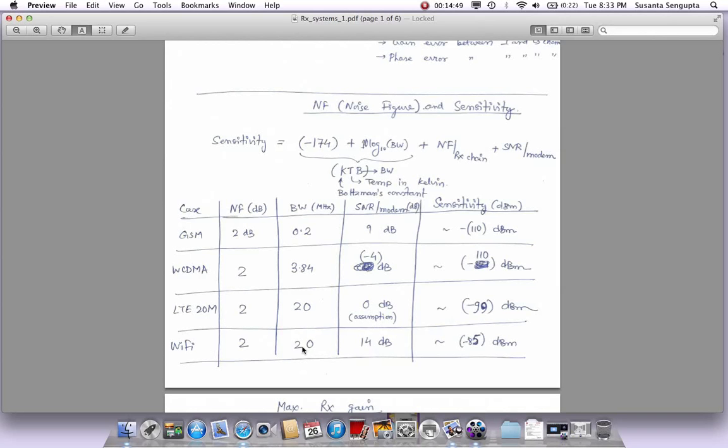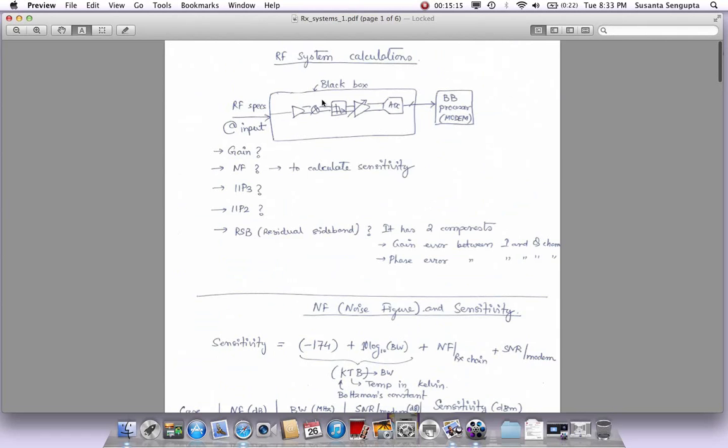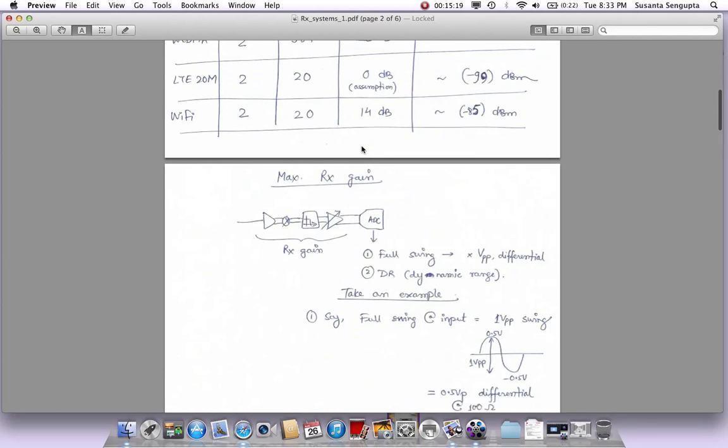Wi-Fi, for the 20 megahertz case, I think the SNR is 14 dB, because when you're transmitting at high data rates, you need to maintain very high SNR, otherwise you will lose data and your data rate will go down. So with the high SNR value, Wi-Fi has a sensitivity of about minus 85 dBm with a 2 dB noise figure. If your noise figure is higher, the sensitivity number will degrade more. So that is how the noise figure plays into the picture, and that is the significance of noise figure, and from there how we determine sensitivity. Okay, so I hope that is clear here.